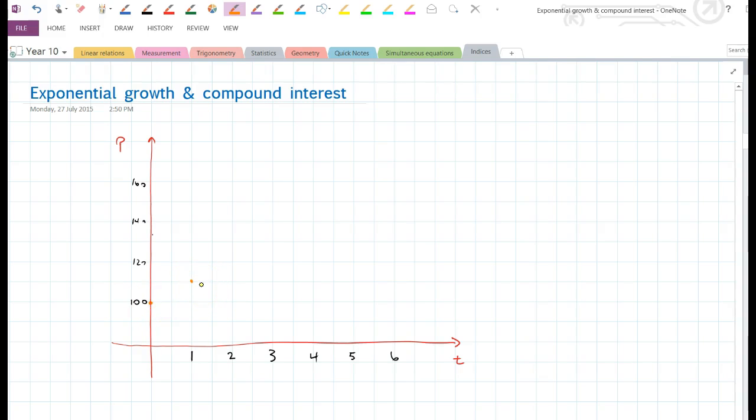But that same 10%, we're going to experience the same 10% growth, but it's now on a population of 110, and 10% of 110 is 11. So when we add that on, our population after 2 years is now not 120, as that would be a steady state increase. It's now 121. So it's just crept up slightly.